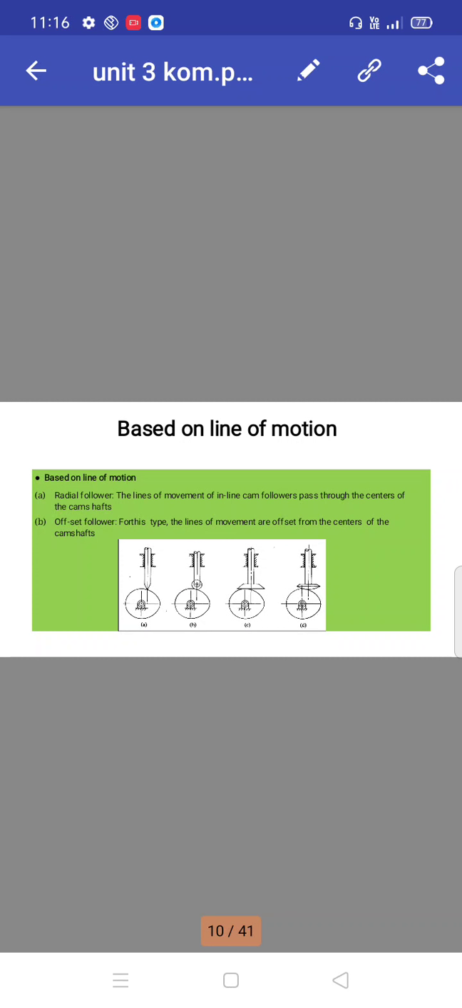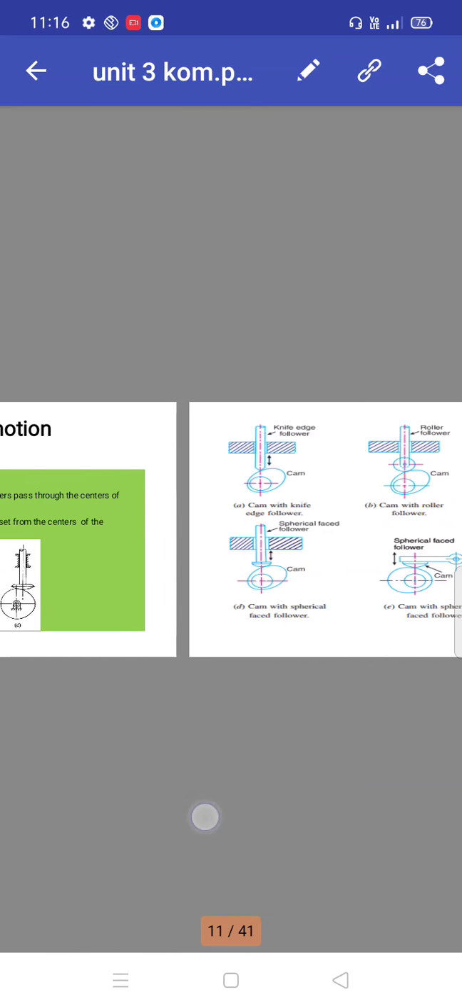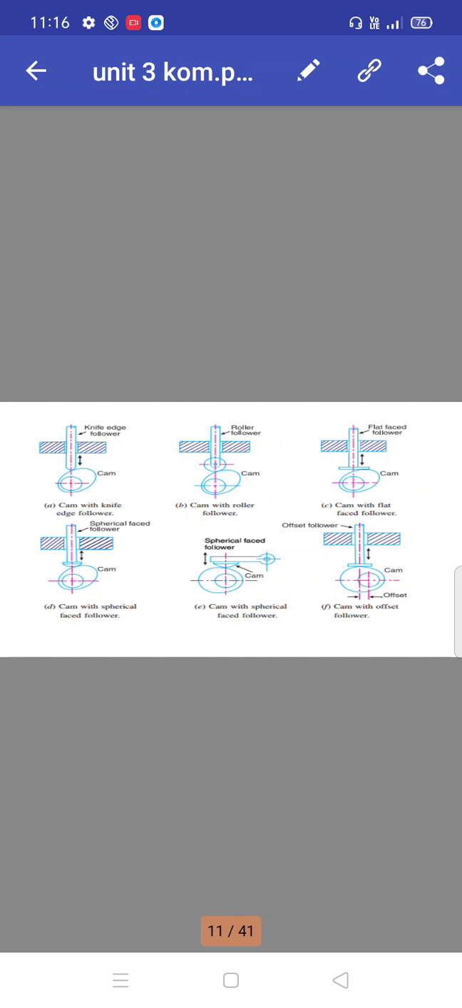Based on line of motion, there is the radial follower, where the lines of movement of the in-line cam followers pass through the center of the camshaft. Then the offset follower, for which the lines of movement are offset from the center of the camshaft. So these are the different kinds of cams and followers.